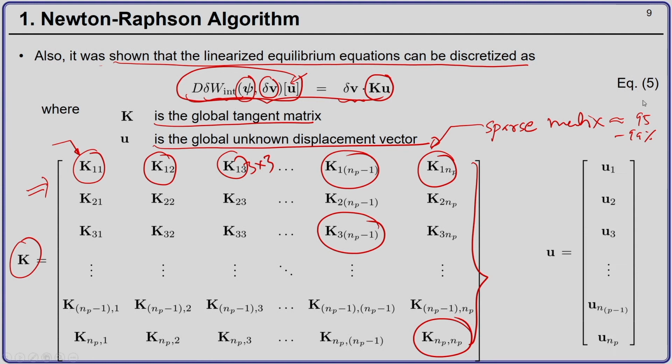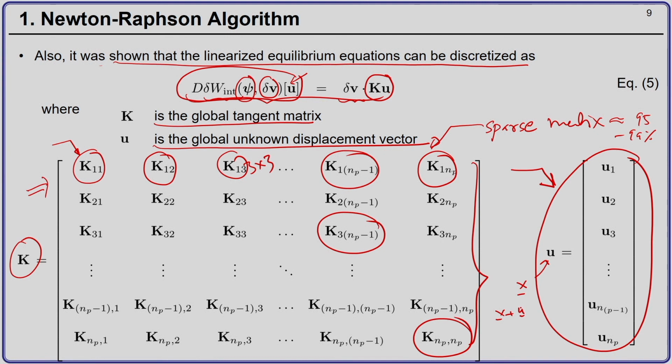And this is the global displacement vector that we need to find out. This is a change from the current position x that will lead us in the direction of equilibrium. And when we add this to the current position x to get a new position x plus u, we hope that we will go closer to the equilibrium.